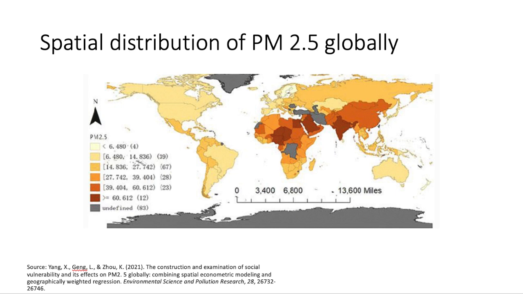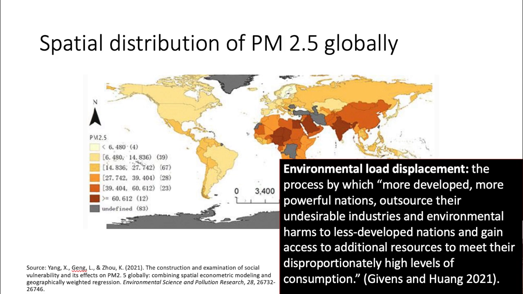This is about the economic positioning of these countries in the world system, basically, picking up on Wallerstein's world systems theory. And I want to introduce you to the concept of environmental load displacement, the process by which more developed, more powerful nations outsource their undesirable industries and environmental harms to less developed nations and gain access to additional resources to meet their disproportionately high levels of consumption.